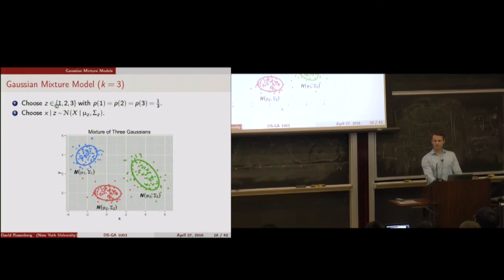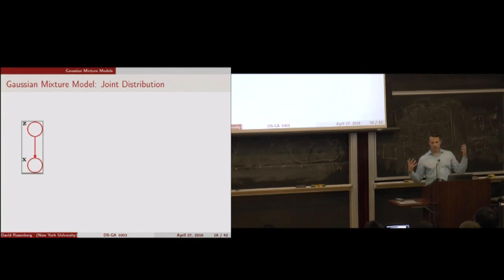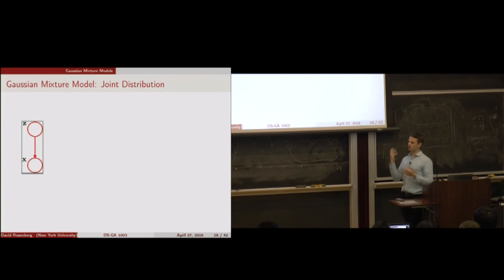So z is our cluster center. X is our actual point in space. Okay. So what's observed if we're observing data? We observe x, and we don't know what cluster it came from, z. So x is observed, z is not observed.